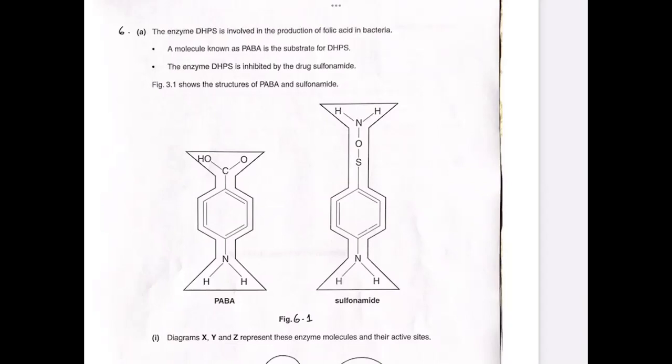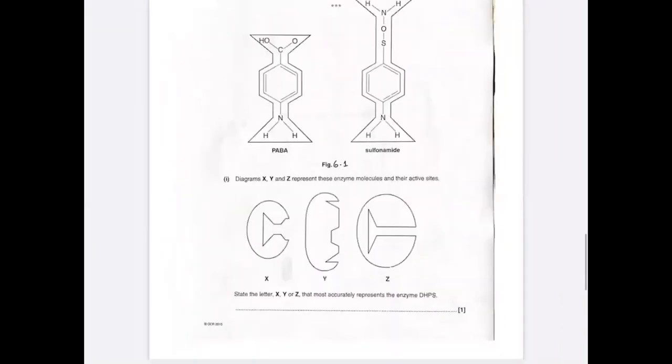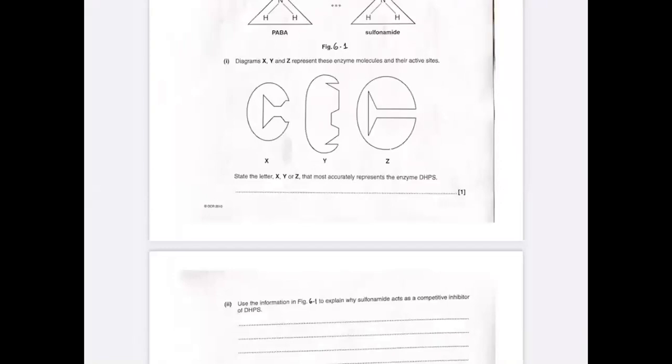Since, like she said, they have a similar structure, but they're not exactly the same. So the enzyme cannot act on the sulfonamide. So the PABA is left to wait until the sulfonamide just leaves the active site. No. See, what mistake are you making? Once again, let's see the question. Explain why sulfonamide acts as a competitive inhibitor.